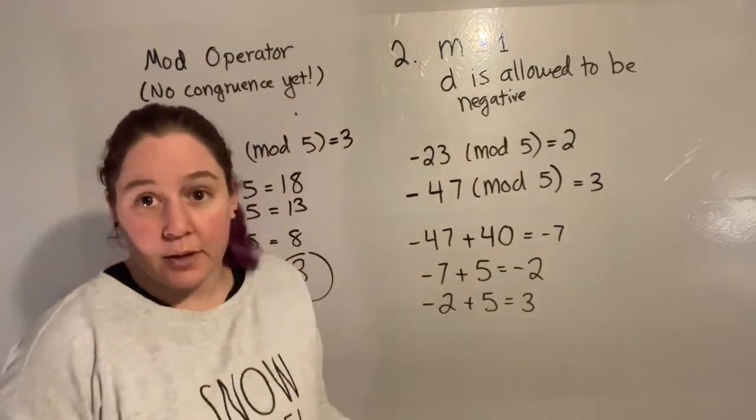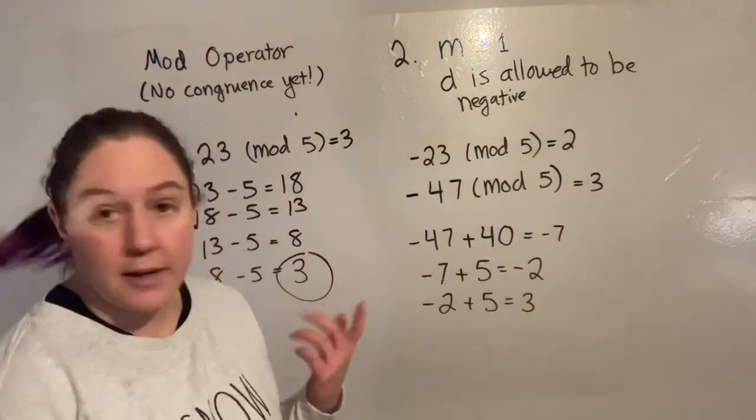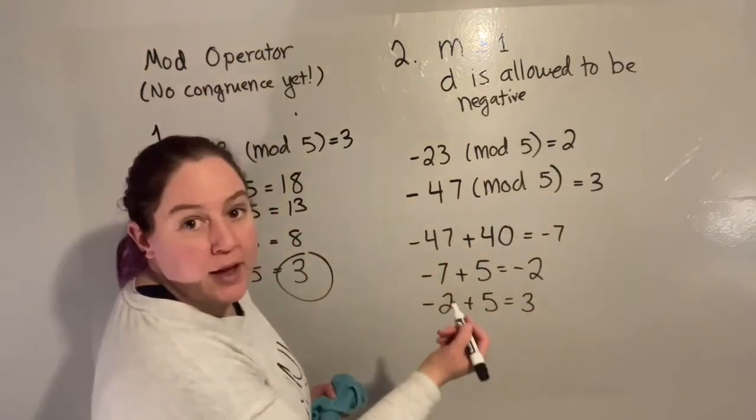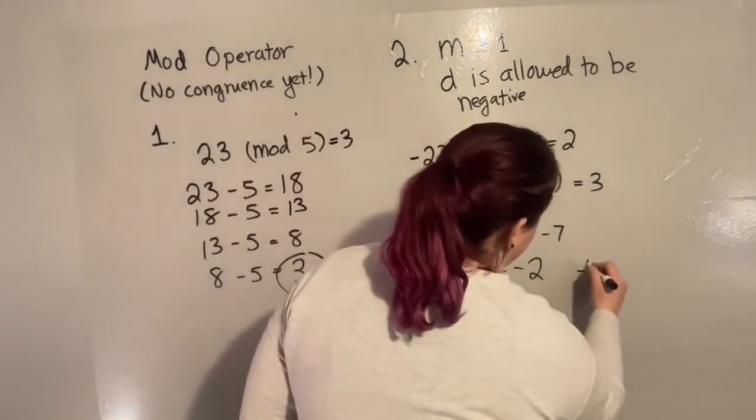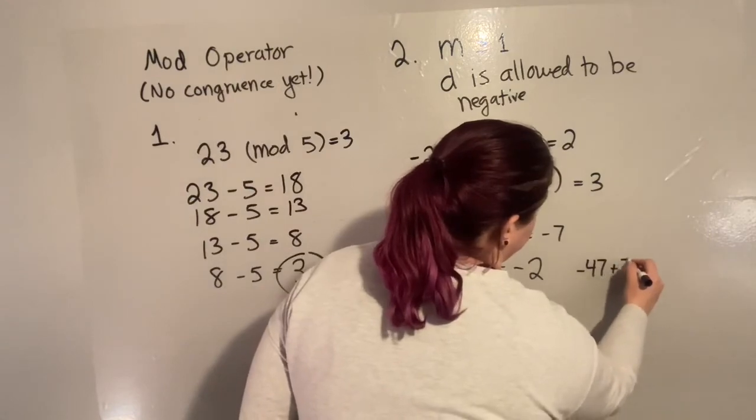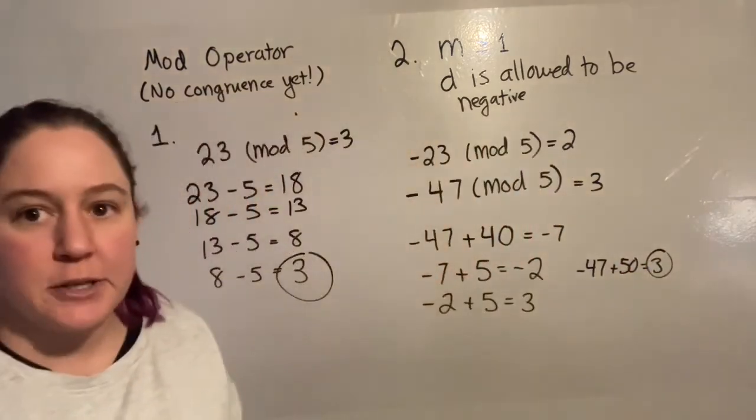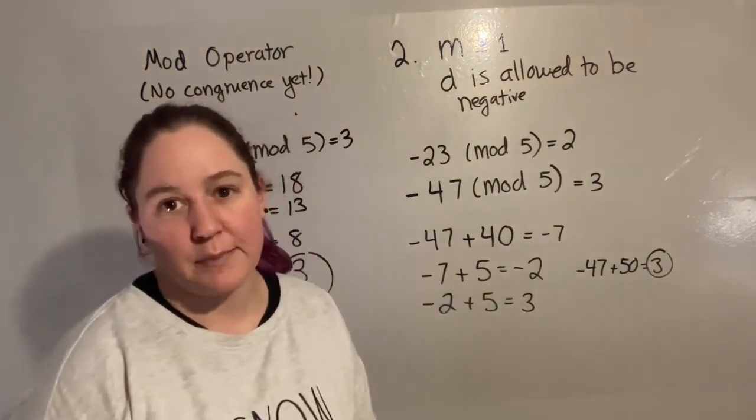Of course, I said you could have taken some shortcuts if you're seeing it already. We know that 50 is a multiple of 5, so potentially you might have just said, okay, negative 47 plus 50 is 3. And that's going to be your answer because 3 is going to be your lowest positive number.